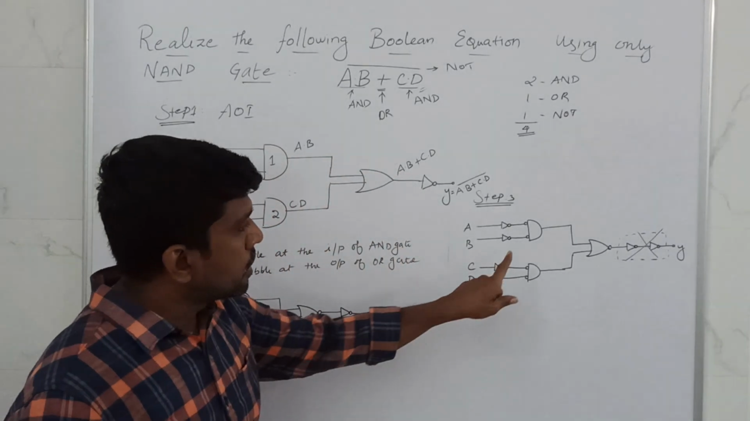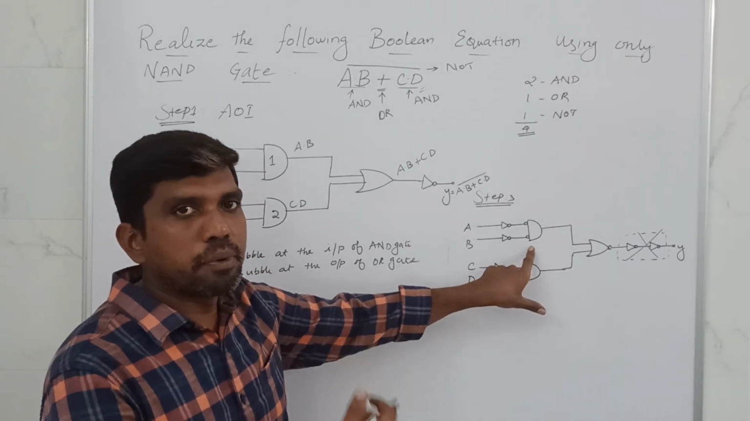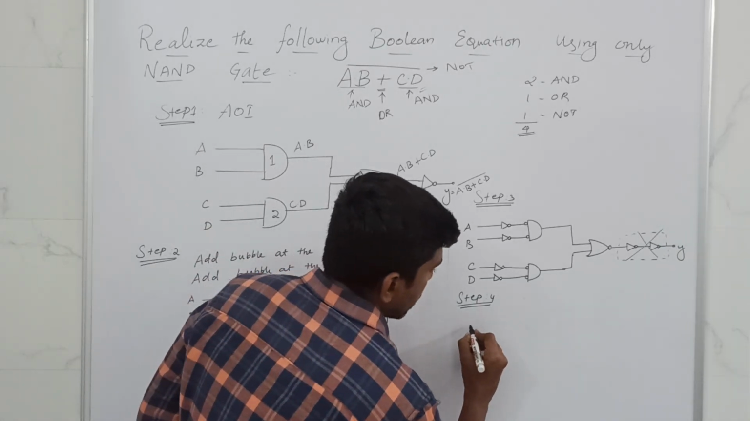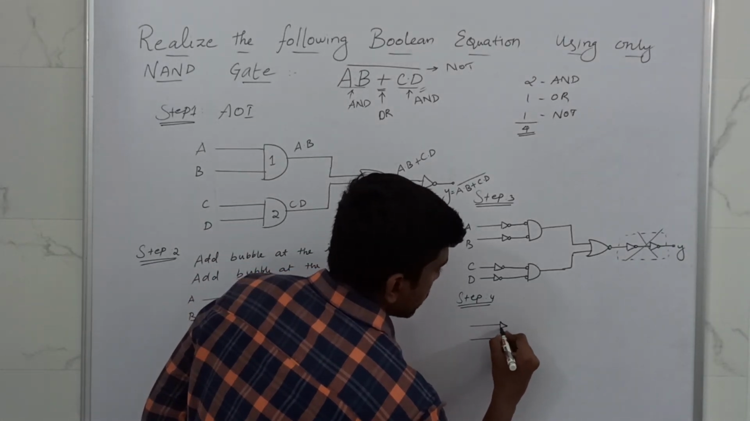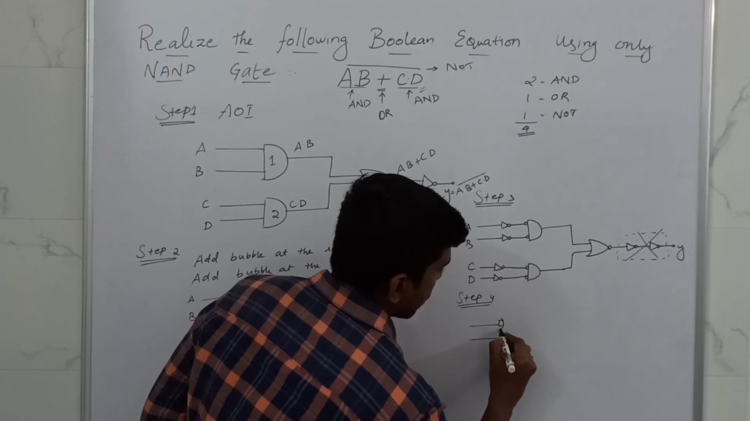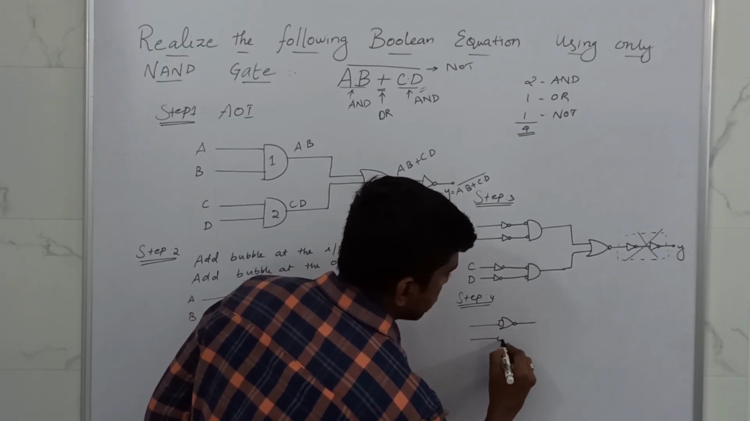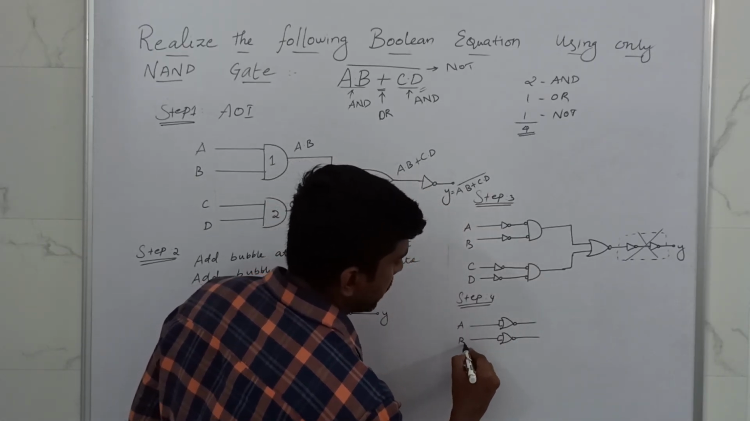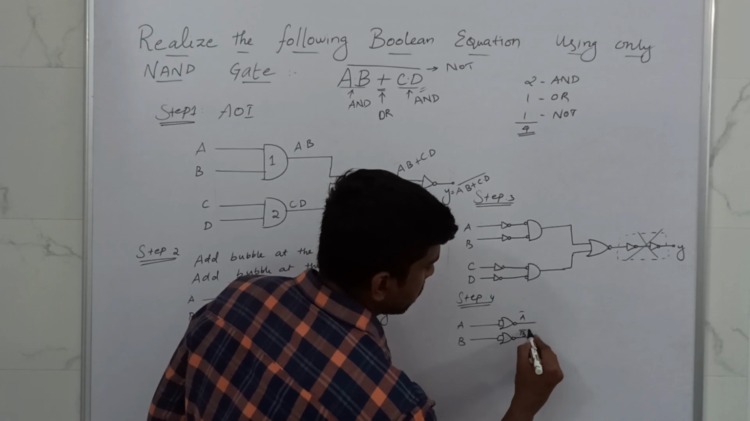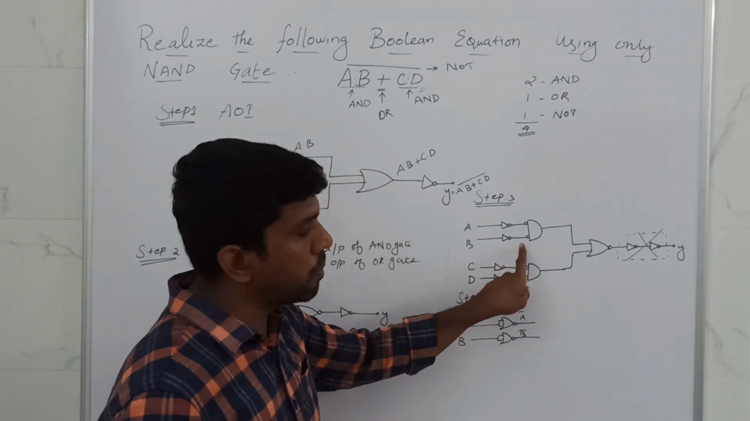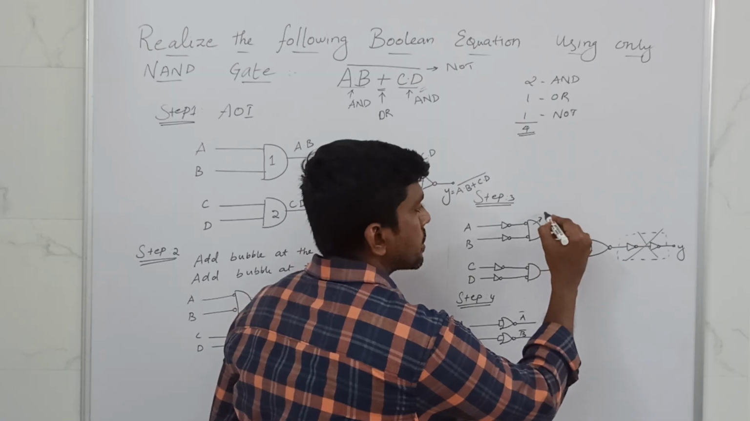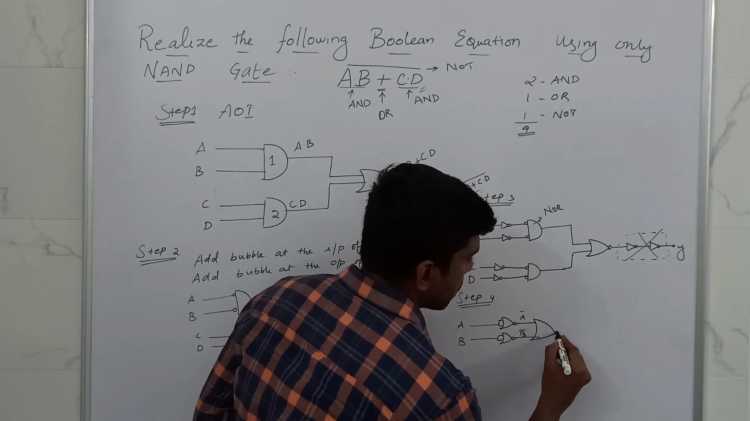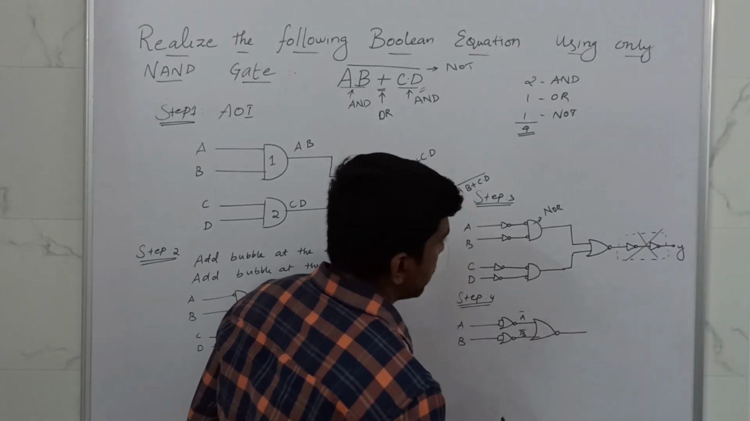In step 4, the bubbled-input AND gate is replaced by a NOR gate, and each inverter is replaced by a NOR inverter. The first inverter is replaced by a NOR inverter, this is the symbol of a NOR inverter, and the second inverter is also replaced by a NOR inverter. Here the input is A and B, and the output of the inverters is A bar and B bar. This output is given to the bubbled-input AND gate, which is replaced by a NOR gate.